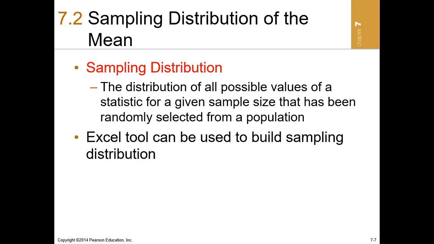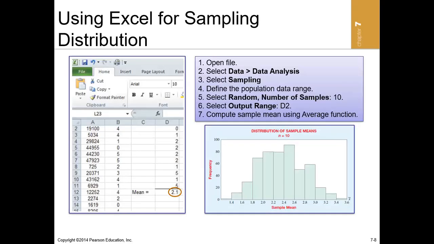So when we talk about a sampling distribution, it is the distribution of all possible values of a statistic for a given sample size that has been randomly selected from a population. What it means is that if I choose different samples from a population, compute the mean for these different samples, and plot them on a histogram, I'll get a sampling distribution. I'm sticking to the mean for now. It will look like this.